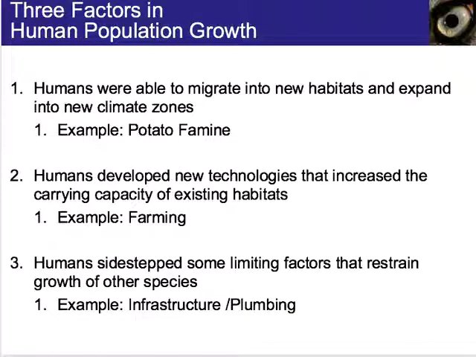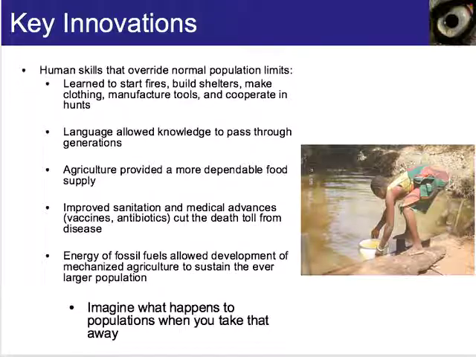So humans are able to migrate into new habitats and expand into new climate zones. For example, during the potato famine, a bunch of people from Ireland would then come here to escape and have good food again. Humans developed new technologies that increase the carrying capacity of existing habitats. For example, humans learned how to farm, and farming led to making enough food for your population. And humans sidestep some limiting factors that restrain growth of other species. For example, infrastructure. We can pump water into a city and we can pump waste out. So plumbing, toilets, those all help with limiting factors.